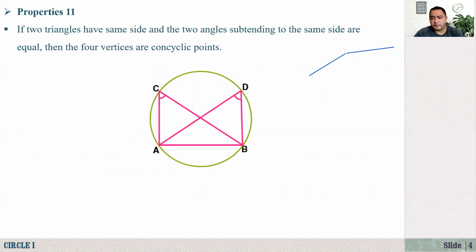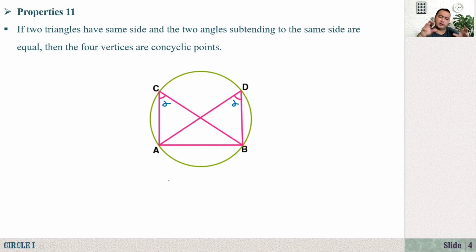And the next important theorem says that if two angles subtending the same side are equal, then the four vertices are concyclic points. Now if you just ignore the circle here, we are talking about this angle. Let's say angle C is alpha, and angle D is alpha, and these two angles are subtended by one side, that is AB.